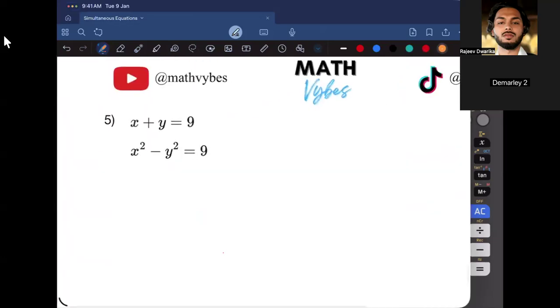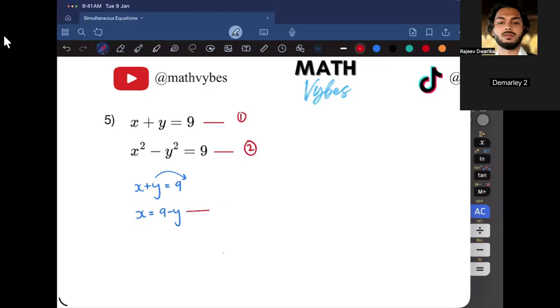Let me do this one now. This one is a bit trickier. Let me just speed run it. So we're going to use the first equation to make equation 3, and we're going to make x the subject. So x plus y is equal to 9. If I want to make x the subject, move across y. And so x would be equal to 9 minus y. That's equation 3.